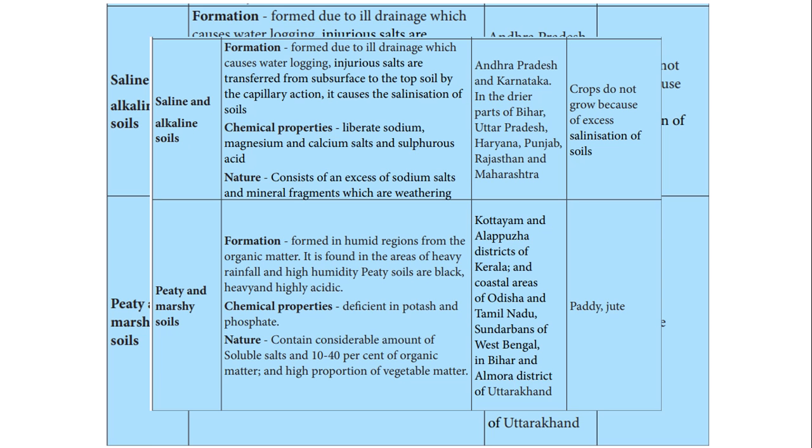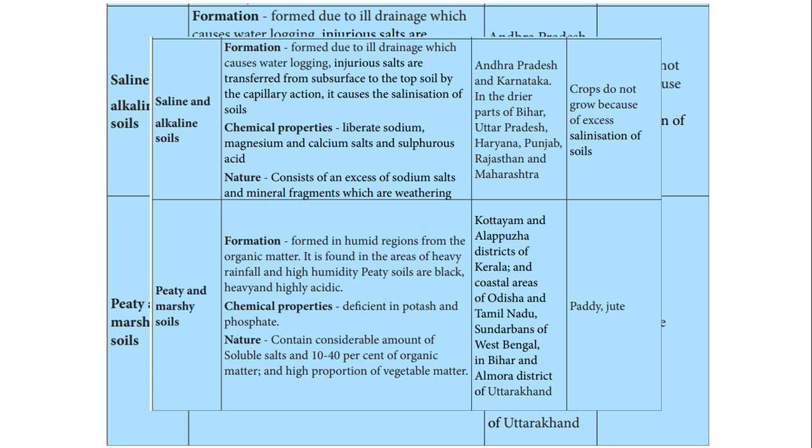And the next is peaty and marshy soils. This is found in Kerala and even Orissa and Tamil Nadu, West Bengal, Bihar, and also in Uttarakhand. It's formed in a humus region from organic matter, and it's usually black, heavy, and highly acidic. Chemically, it is deficient in potassium and phosphate.